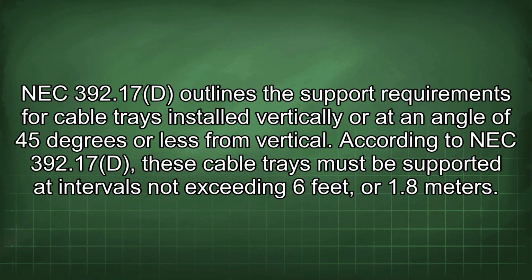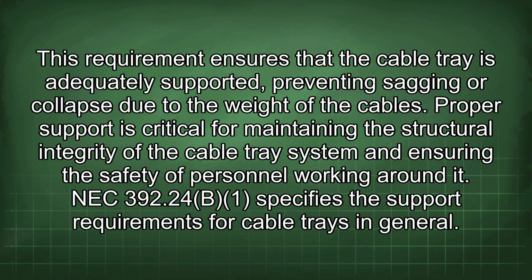NEC 392.17d outlines the support requirements for cable trays installed vertically or at an angle of 45 degrees or less from vertical. According to NEC 392.17d, these cable trays must be supported at intervals not exceeding 6 feet, or 1.8 meters. This requirement ensures that the cable tray is adequately supported, preventing sagging or collapse due to the weight of the cables. Proper support is critical for maintaining the structural integrity of the cable tray system and ensuring the safety of personnel working around it.